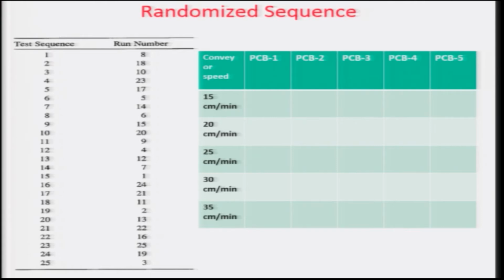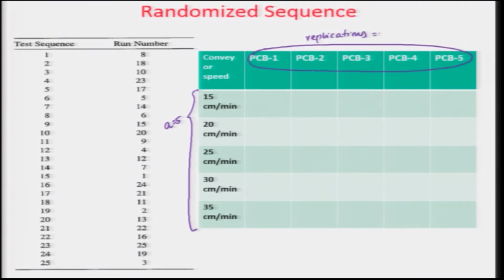The conveyor speed, I said, is A equal to 5, and here are your replications equal to 5. Here is your factor, here are your levels, etc. And your test sequence is the order in which the 25 tests are going to be done, the order of data collection.